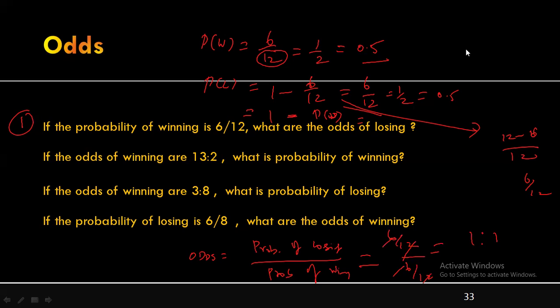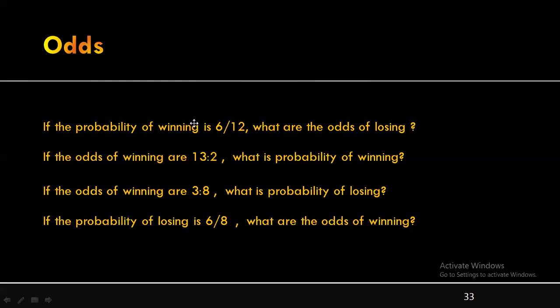Hope you understood, right? What is the answer for the second question? If the odds of winning are 13 is to 12, what is the probability of winning? This is pretty straightforward. Here the odds of winning are 13 is to 12. You need to add these two values to get the total outcomes, because in probability the denominator is the total possible outcomes. Here the total possible outcomes is 25.